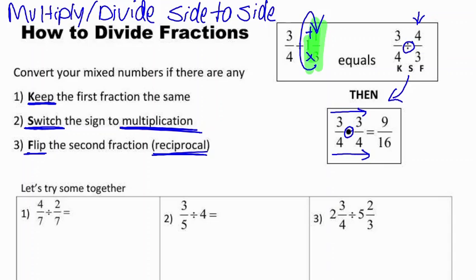Now, if you like that cross simplification, this is the step where you can do that, if you liked that part of the video from last time. But if you didn't, just keep it the same. 3 times 3 would be 9, 4 times 4 is 16, and then simplify if you can. This problem does not simplify, so 9/16 would just be the answer. So let's talk about some of these together.